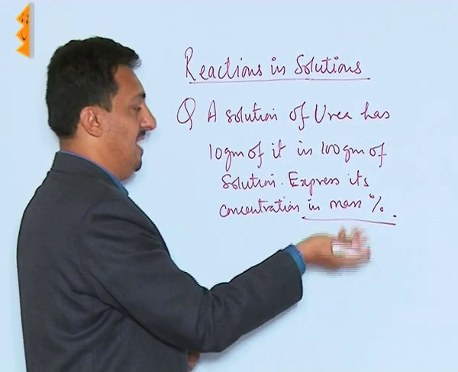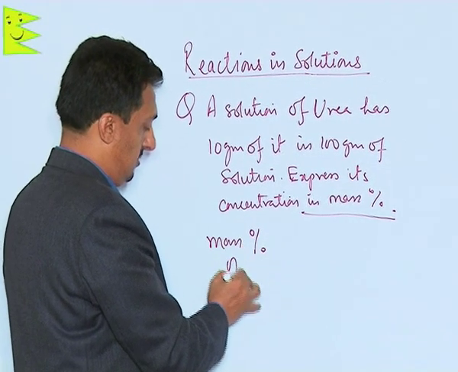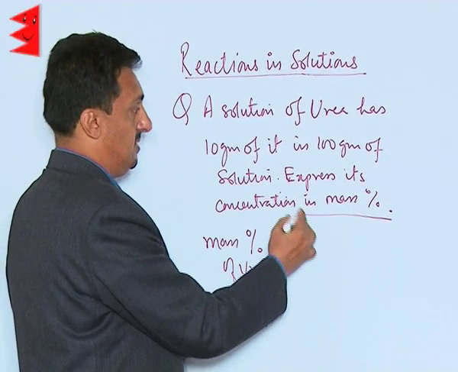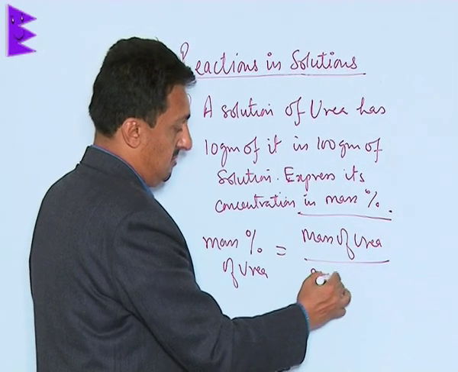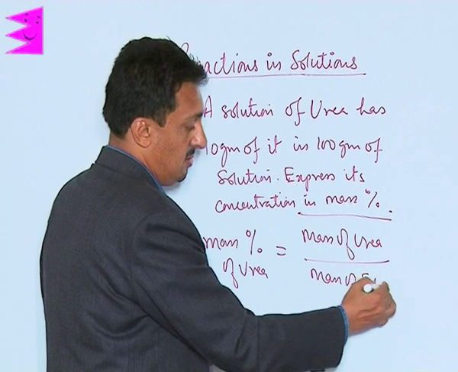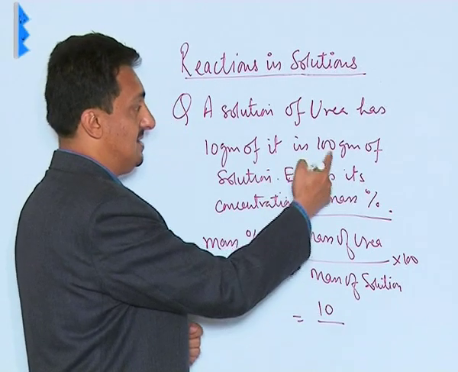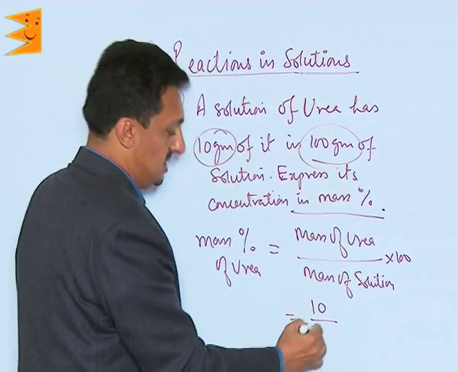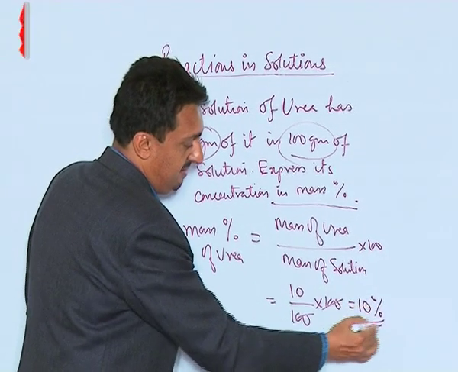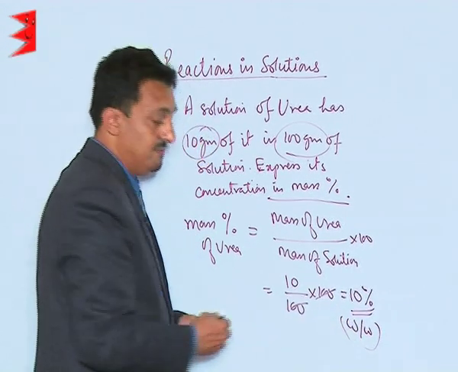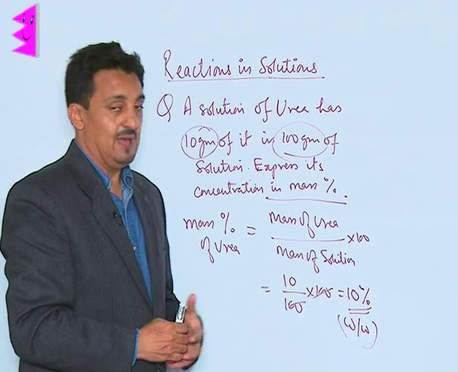So, in terms of mass percentage, we know the mass percentage of urea will be mass of urea upon mass of solution into 100. Mass of urea is 10 grams, mass of solution is 100, multiplied by 100 makes it 10% W by W, which will be read out as 10 grams of the urea is there in 100 grams of solution.